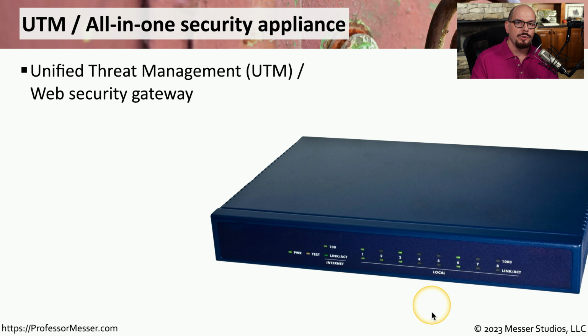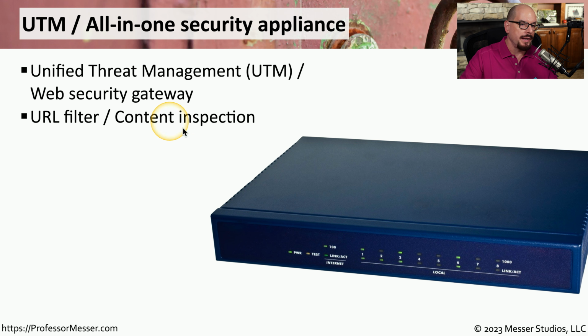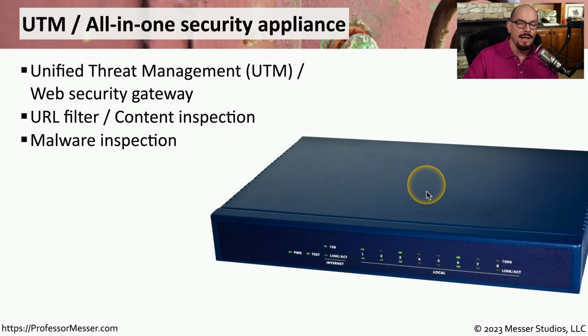Some older firewalls include a number of different features that are bundled within one single device. We refer to these older devices as a UTM, or a Unified Threat Management Device. Sometimes you'll see this referred to as a web security gateway or an all-in-one security appliance. We refer to them as all-in-one because they're able to handle many different services all at the same time. Features such as URL filtering or content inspection can allow or disallow access to certain websites. These UTMs might also have some capability for identifying malware and blocking it before it gets into your network. Many UTMs can also be used to filter spam, so they can block unwanted email correspondence within the firewall itself.